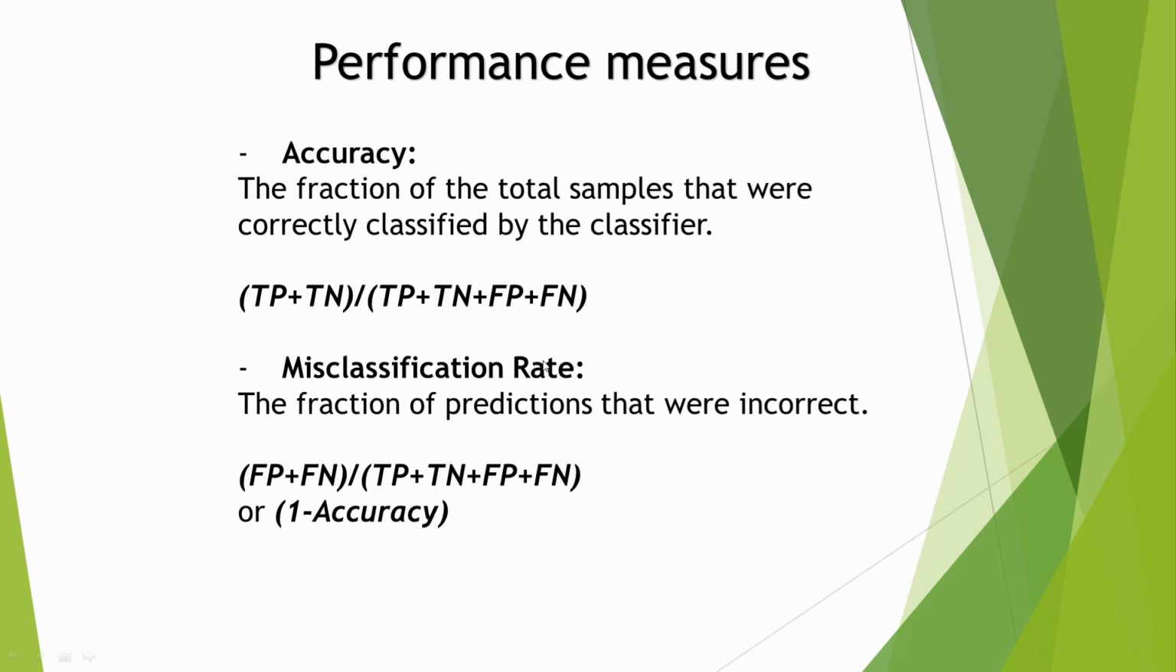This can be calculated by 1 minus accuracy, or we can use the formula false positive plus false negative. If you see, this false positive and false negative are incorrect values predicted by our classifier, divided by the total sample data. So this is called misclassification rate.